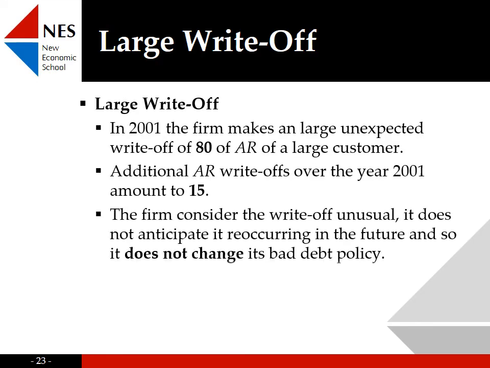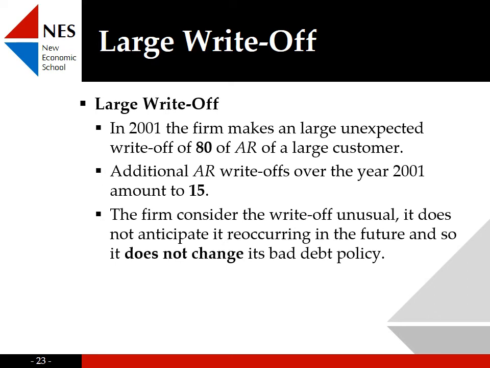So let us again assume that the company is back to the base case and it recognizes bad debts at 4% of the non-overdue accounts and 20% of the overdue accounts. So at the end of year 2000, it again sets up an allowance worth 22.